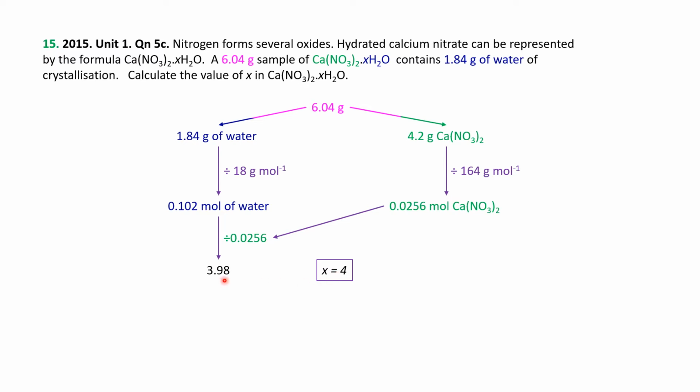Okay, so 4 waters for every calcium nitrate, determined by first of all getting the masses of each one, then converting those to moles, and then looking at the ratio of the moles.